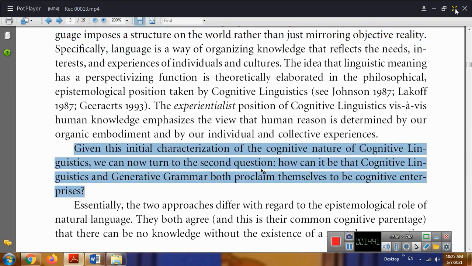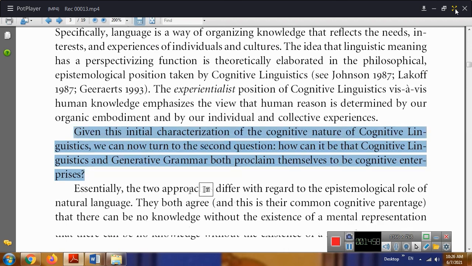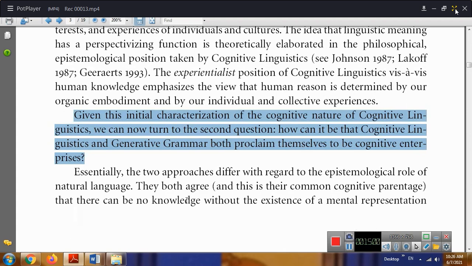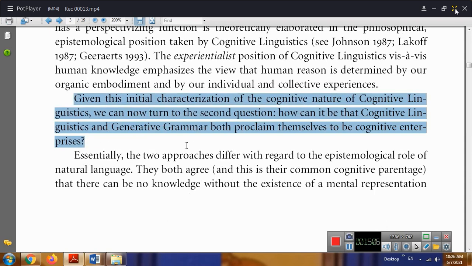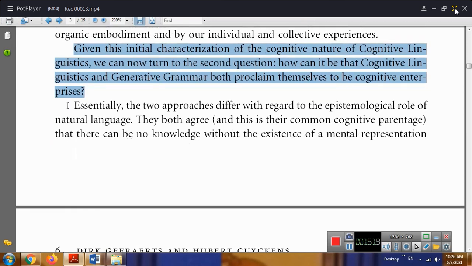Given this initial characterization of the cognitive nature of cognitive linguistics, we can now turn to the second question: how can it be that cognitive linguistics and generative grammar both proclaim themselves to be cognitive enterprises? Why do they consider themselves cognitive enterprises? Here we want to answer this question. We should know the answer to this question: why generative grammar and cognitive linguistics consider themselves cognitive enterprises.